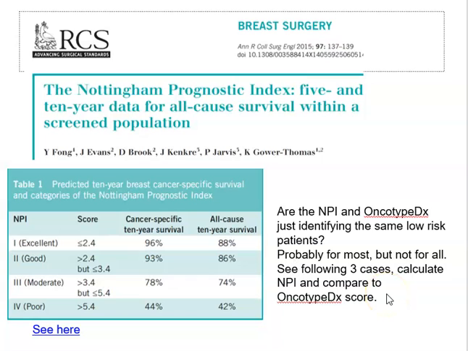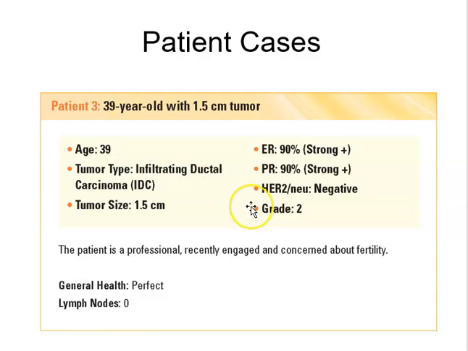So what I want you to do is go through these next 3 cases, calculate the Nottingham Prognostic Index and compare it to the Oncotype DX score, and see whether this Oncotype DX test and Nottingham Prognostic Index are just identifying the same patients for chemotherapy. So here's the first patient.